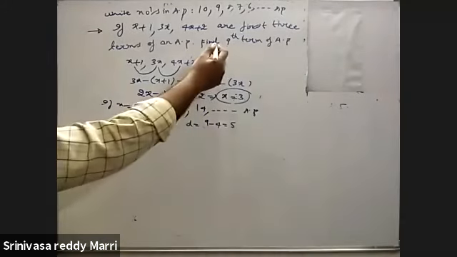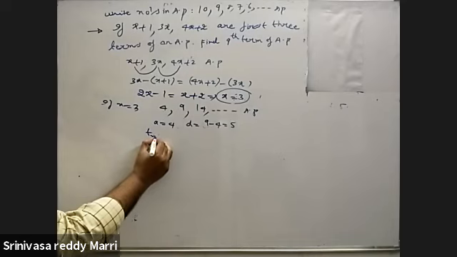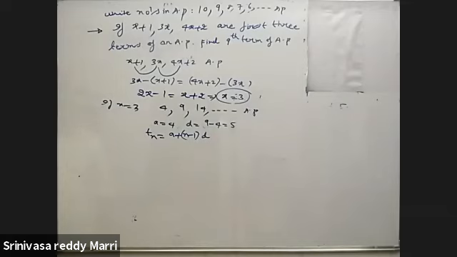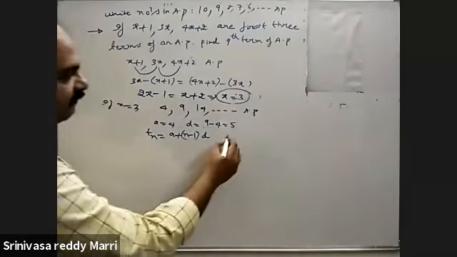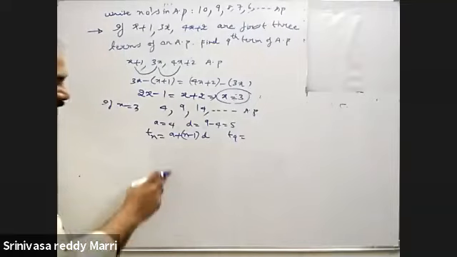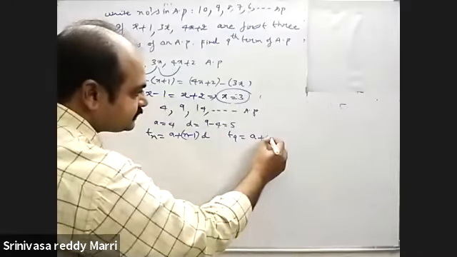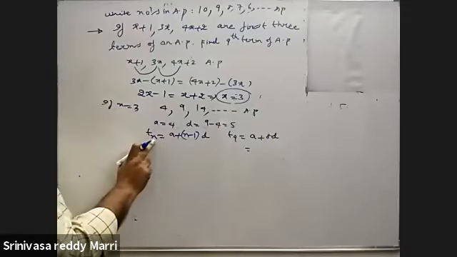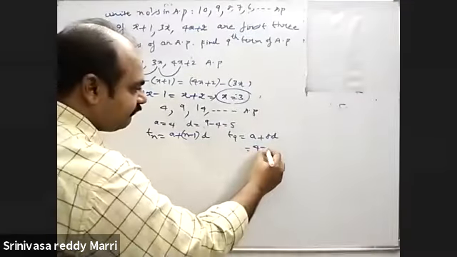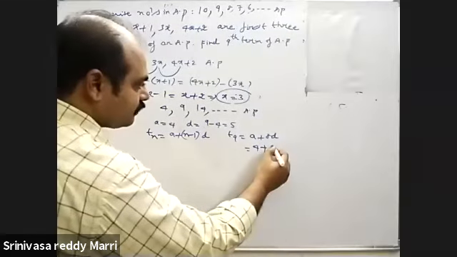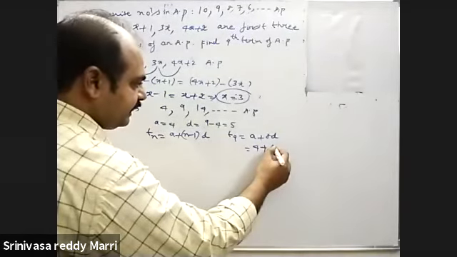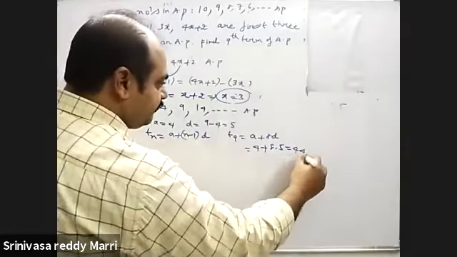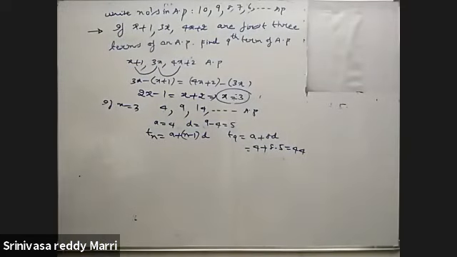So what is the term T9? The nth term is A plus (n minus 1) into D. The ninth term is A plus 8D, with n equal to 9. That is 4 plus (9 minus 1), which is 8, into 5. Therefore, this is nothing but 44.